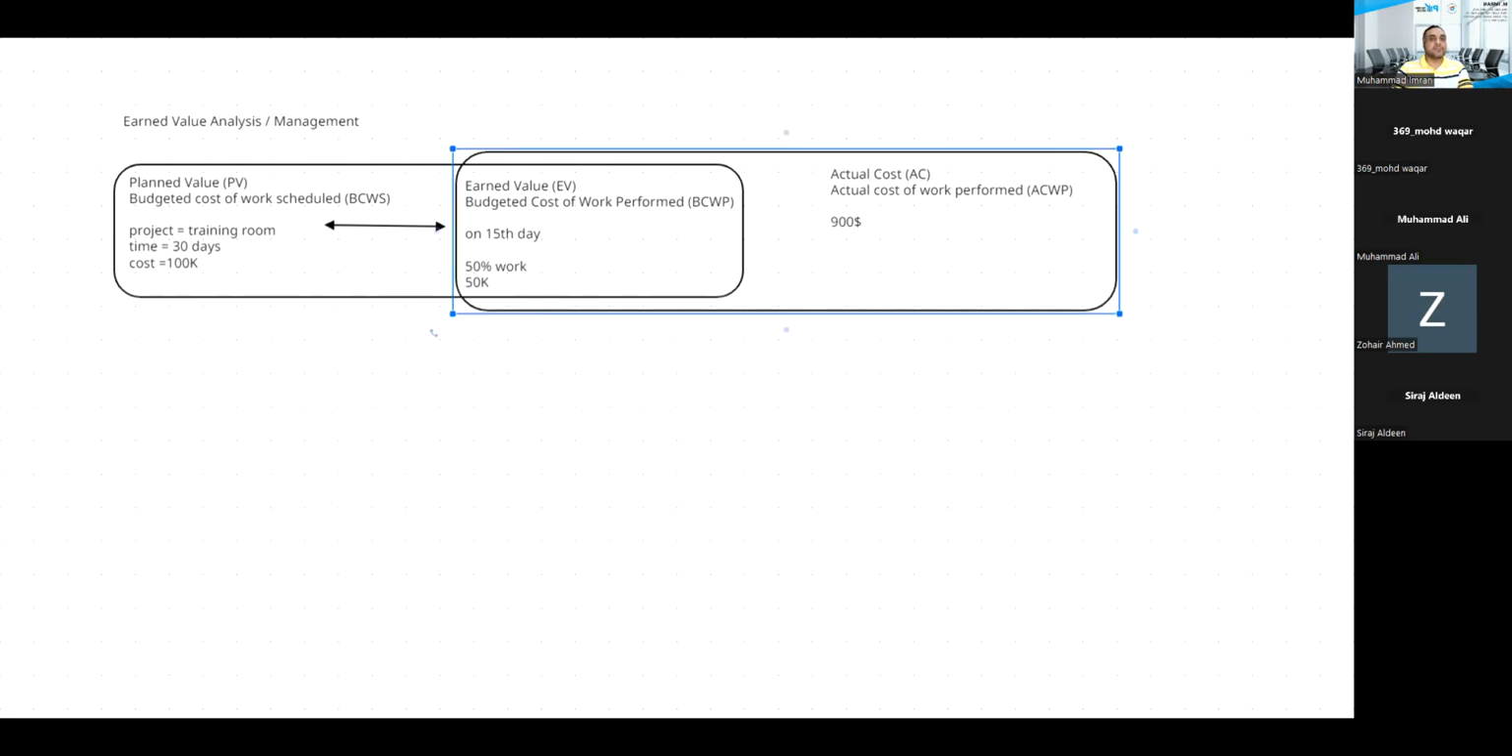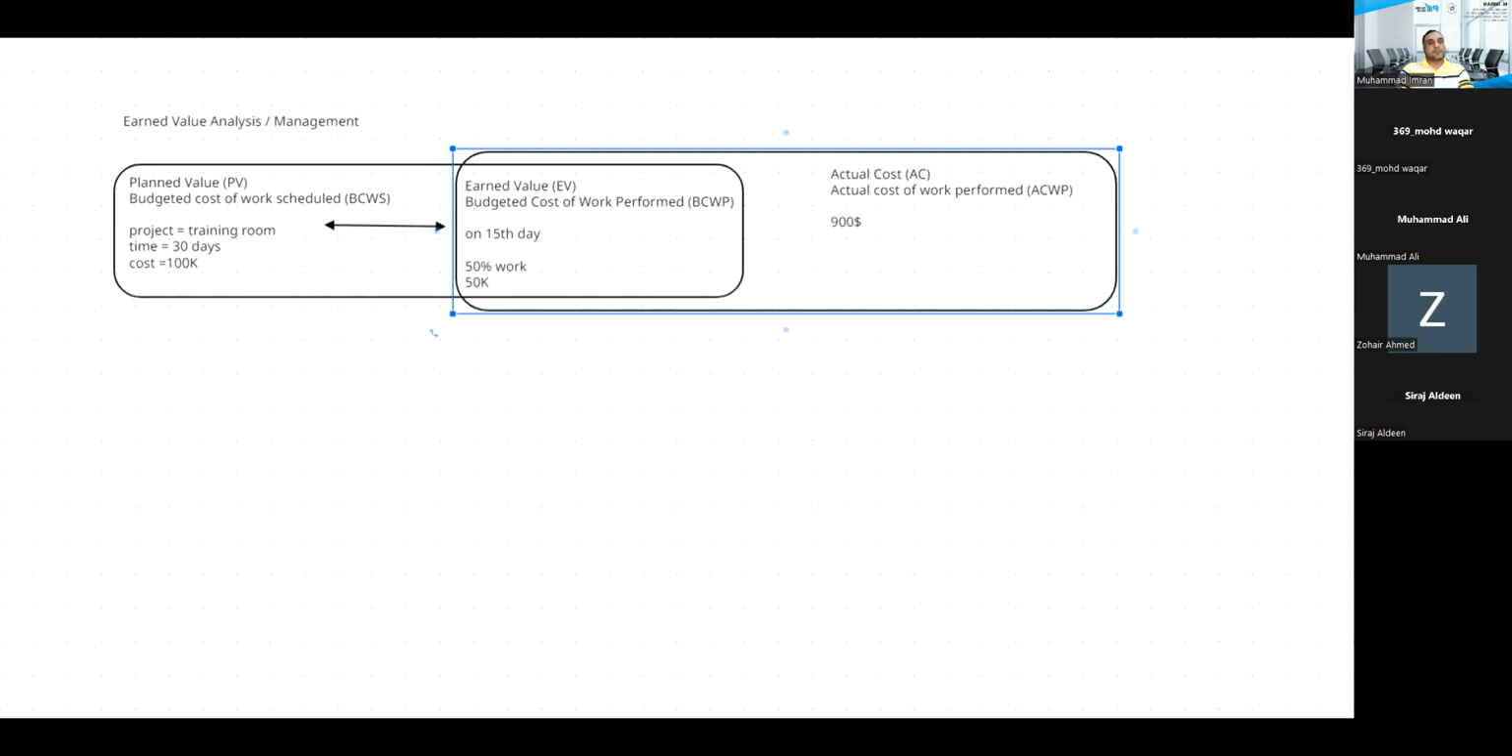It's between me and my accounts department. To achieve the work of 50,000, we have achieved the work of 50,000. If they have paid greater than 50,000, it means we are at a loss. If they have paid less than 50,000, it means we are in profit. If they have paid 50,000 to achieve the work of 50,000, then we are on budget. Make sense?